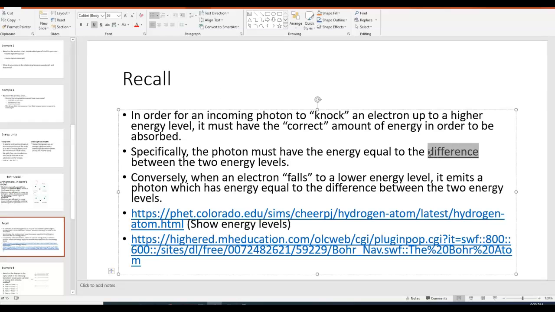I mean difference like the math word difference, like subtraction, or I mean the difference like the size of the gap between the two energy levels. And that'll make more sense in just a second.